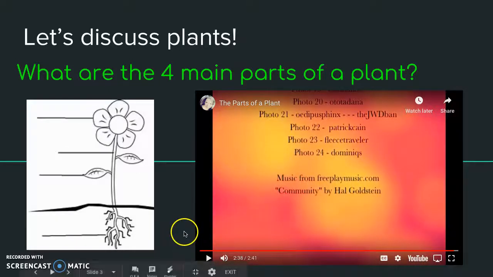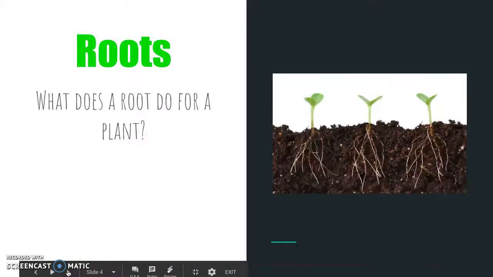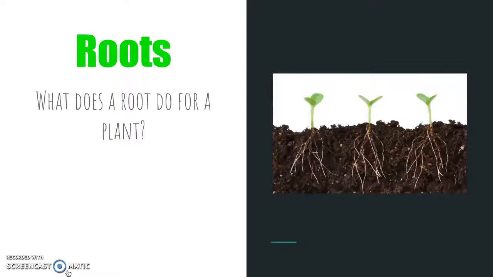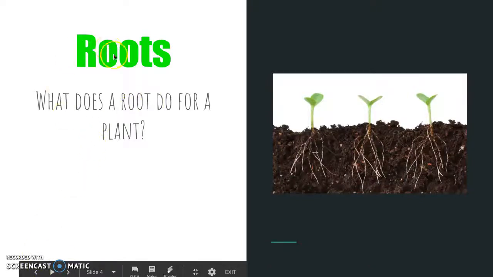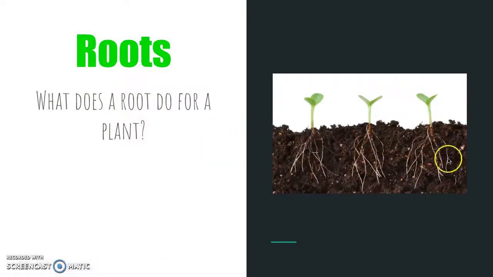Okay, I hope you enjoyed that little video, and now you have a little background of what each part of the plant does. Let's go to the first part that we're going to talk about. It's the roots. What does a root do for a plant? If you look at this picture here, you will find that it's underground in the dirt, and the root is what holds the plant up in the soil, and it's what takes in water and minerals to help the plant stay alive. So there's the roots.